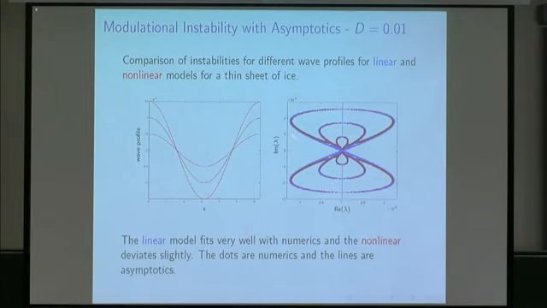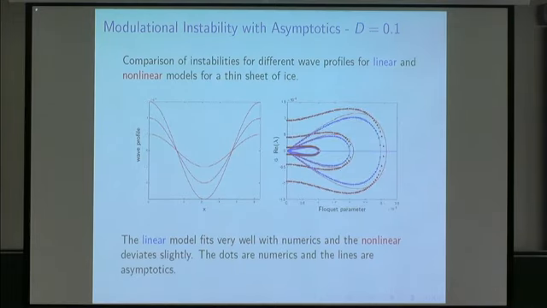Then you can look at what the instabilities look like by plotting the imaginary part of the eigenvalues versus the real parts, and you can see that the asymptotics and numerics lie right on top of each other. You can do that in a different regime, d equals 0.01, where your numerics and asymptotics start to deviate, for example, for the nonlinear model. That's just because you need smaller and smaller amplitudes to stay in the linear regime.